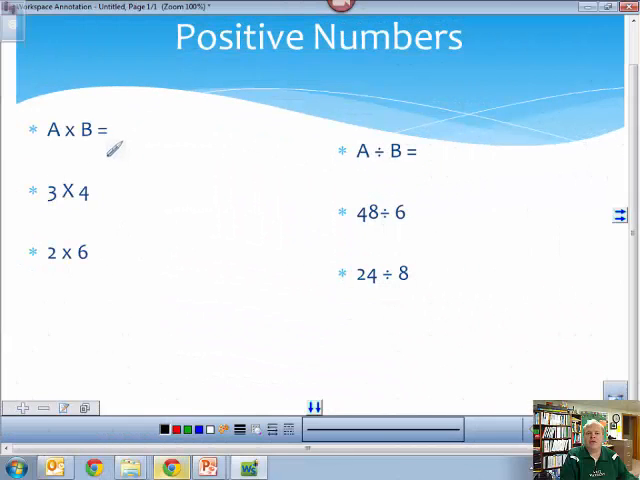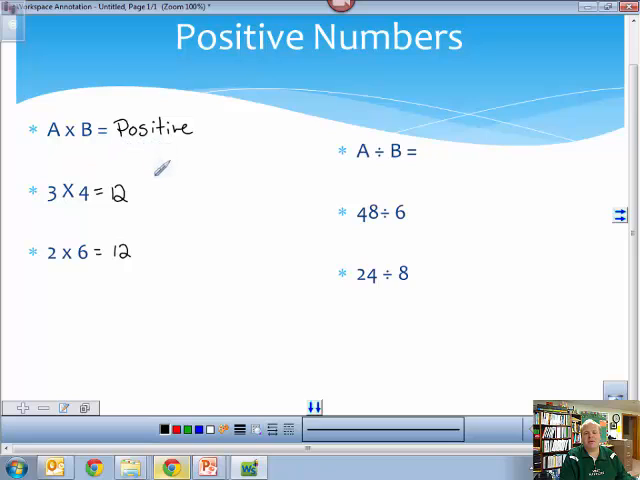Okay, so the first set of numbers we're going to look at is if I have both positive numbers. So I have A times B, or a positive times a positive, I'm going to get a positive answer. Well, let's look, because this is something you already know. 4 times 3 is 12. 2 times 6 is 12. Okay, well that's pretty easy.